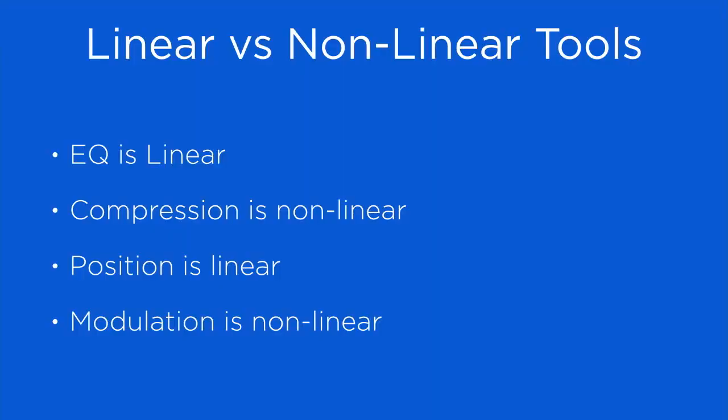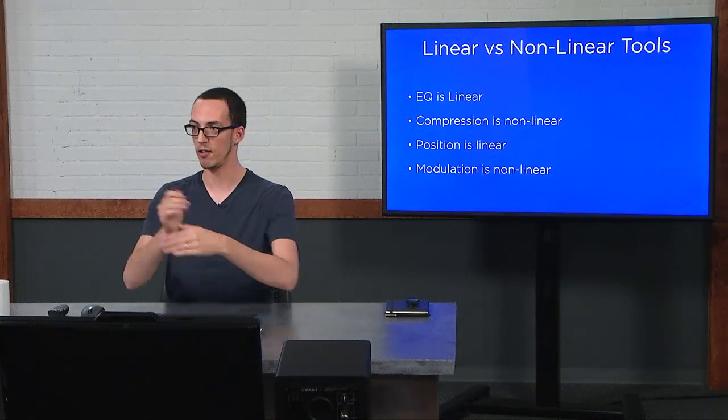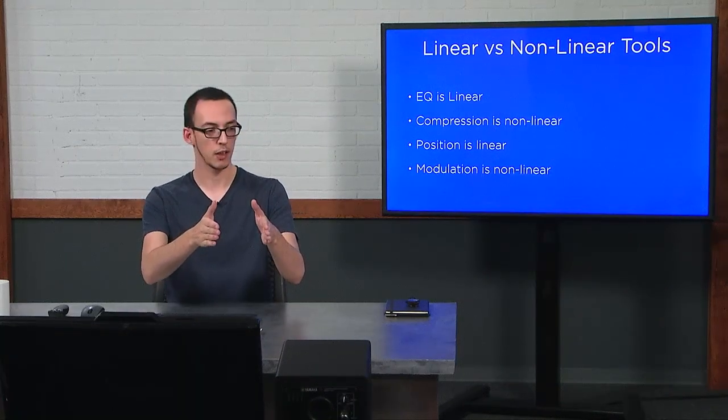If you increase the input to the compressor, it reacts differently. If you decrease the input to the compressor, it changes the outcome. So that's nonlinear. That's always dynamically changing and moving around. But then you've got position. You're panning in the field. So if you're on the left speaker, that doesn't change until you move it. So that's a linear thing.